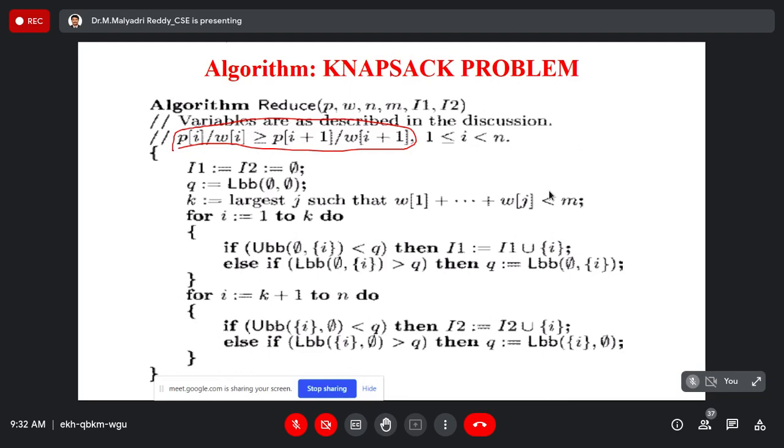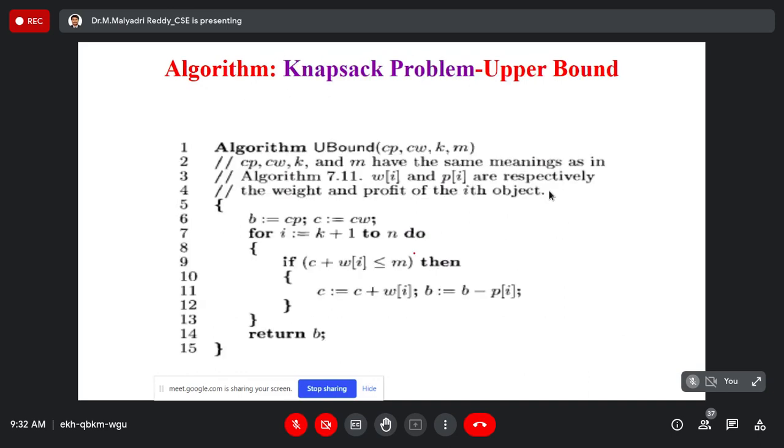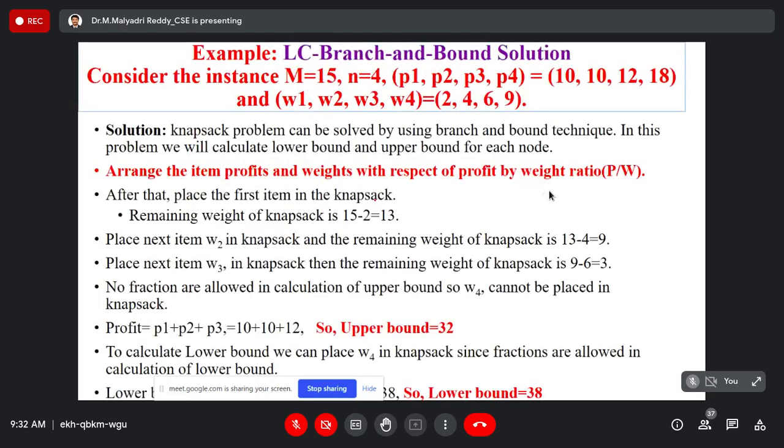So I will explain this algorithm after the problem. First, you have to know the problem. This is the upper bound. In the branch and bound technique, we need to set the boundary function. What is the boundary function? Already explained. We have to set an upper boundary and a lower boundary. Only in between will the result exist. So that is the main intention. In this, I will explain how to set the boundaries.